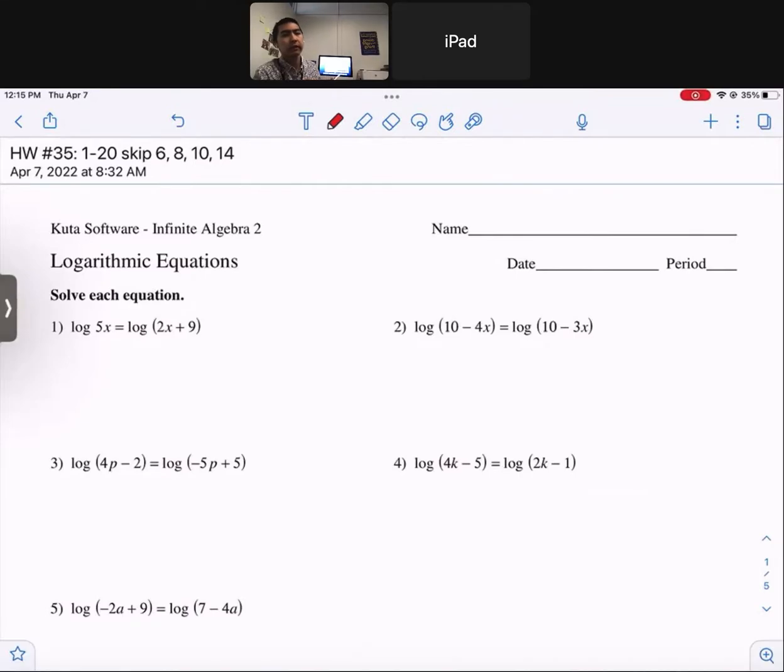Homework on solving logarithmic equations, numbers 1 through 20, skip 6, 8, 10, and 14.